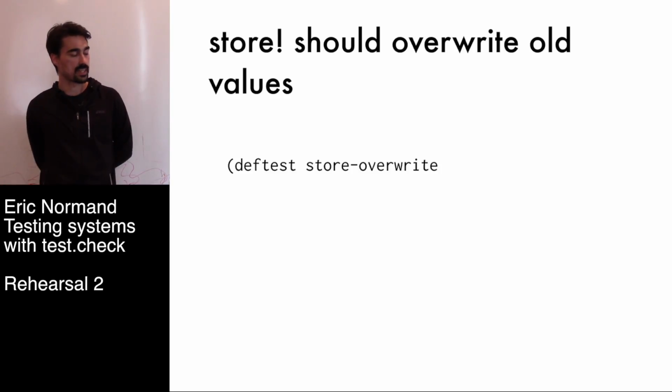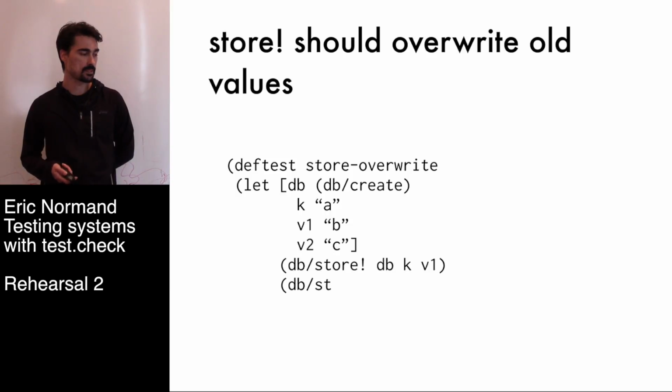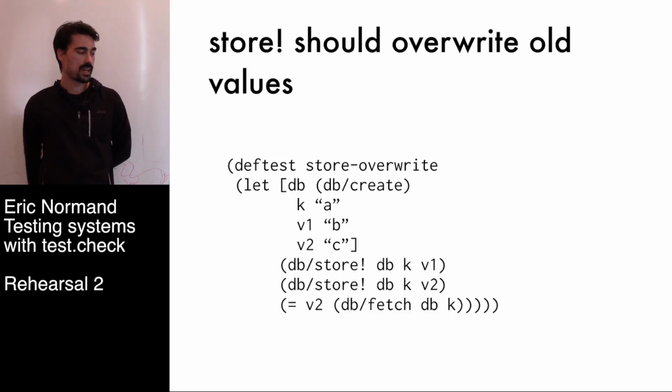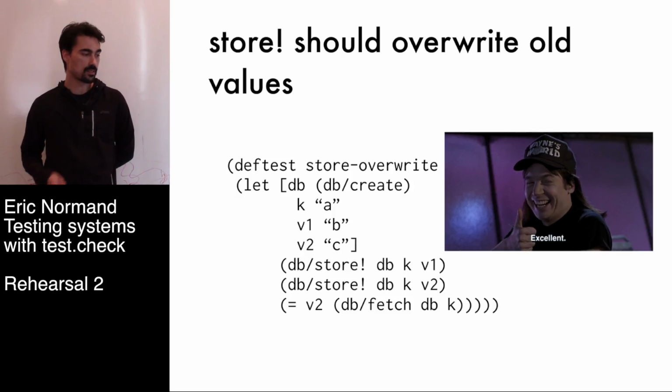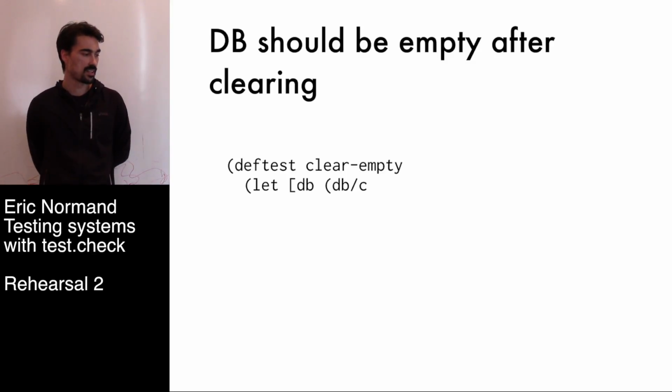Here we want to test that store should overwrite old values. So if we do two stores, the second value is what we want to see. So let's store two values with the same key, store 1, store 2, and then we're going to fetch for that key, and it should be equal to v2. This is the kind of stuff I've done a lot in my career. Clear empty. So we want to say that it's empty after we clear it.